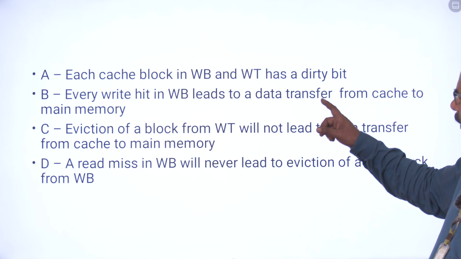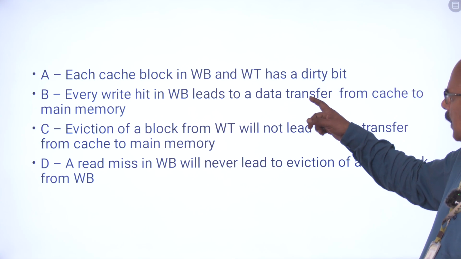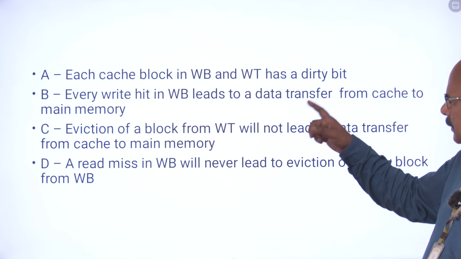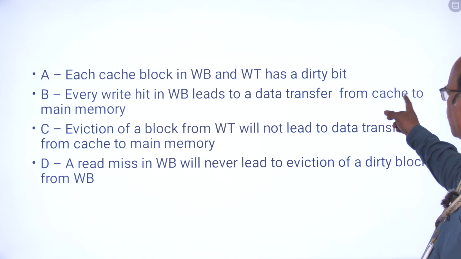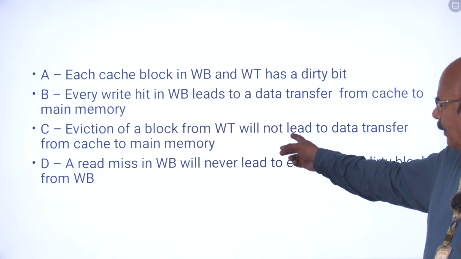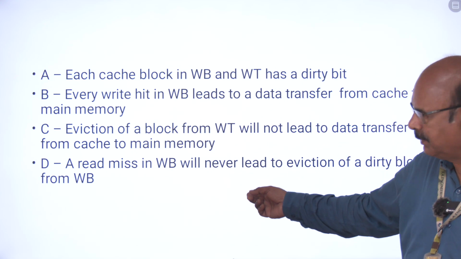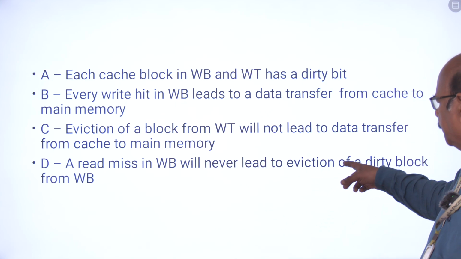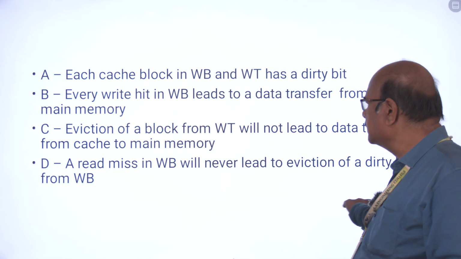Option A: each cache block in WB and WT has a dirty bit. Option B: every write hit in WB leads to a data transfer from cache to main memory. Option C: eviction of a block from WT will not lead to data transfer from cache to main memory. Option D: a read miss in WB will never lead to eviction of a dirty block from WB. So let us see about that.